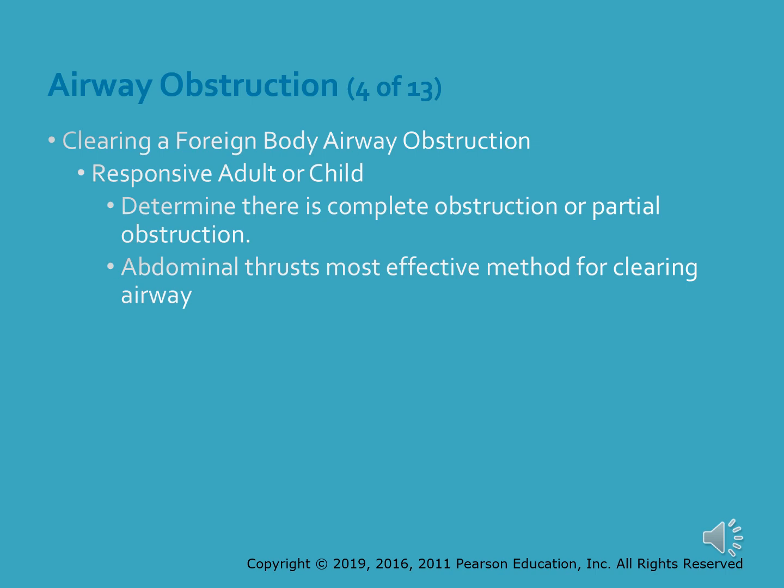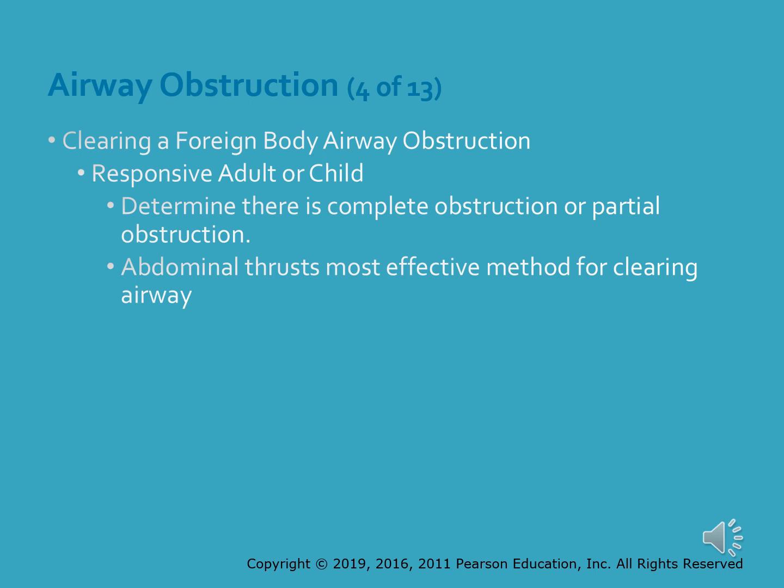So abdominal thrusts are achieved by having the rescuer stand behind the patient, place one fist just above the navel, grasp the fist with the other hand, and provide inward and upward thrusts. So these thrusts actually push up on the diaphragm muscle, creating pressure inside the chest cavity and forcing air out of the lungs. So as the air is forced out of the lungs, it then pushes the foreign object out ahead of it.